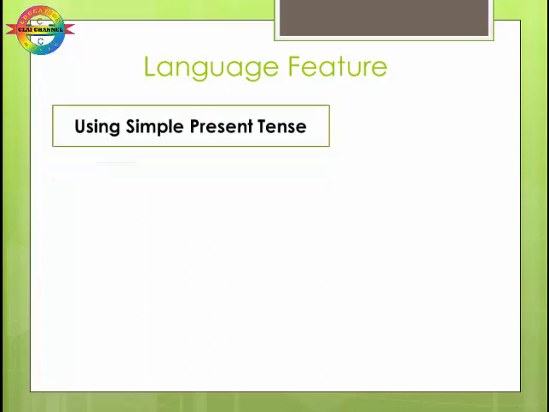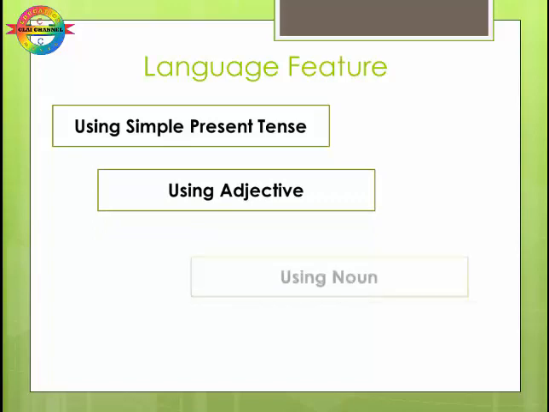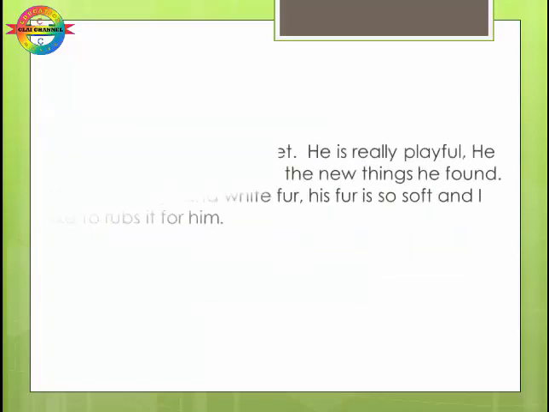Okay, language feature. What's the language feature? How to write a descriptive text? What kinds of sentences can we use to write a descriptive text? Sentences apa dan apa saja yang kita butuhkan untuk menuliskan descriptive text ini. Yang pertama adalah using simple present tense, using adjective, and also using noun. Okay, let's check it out.